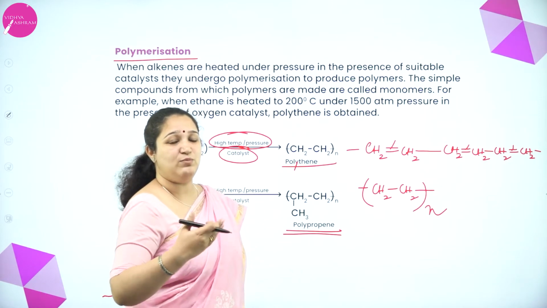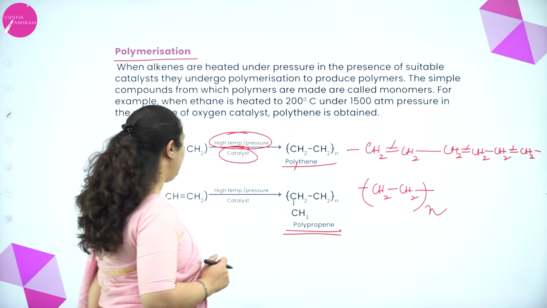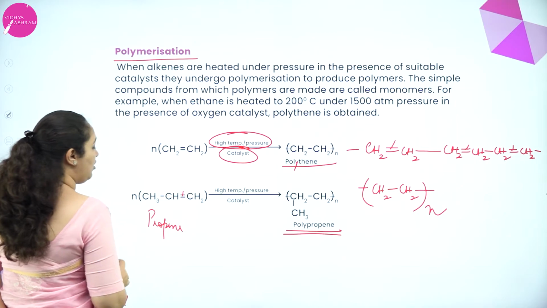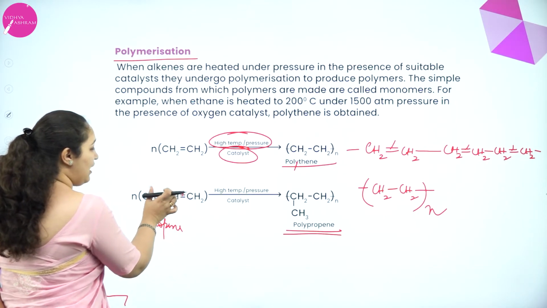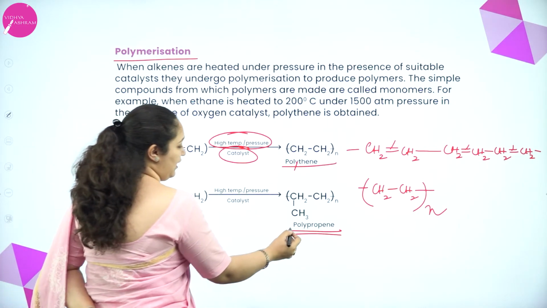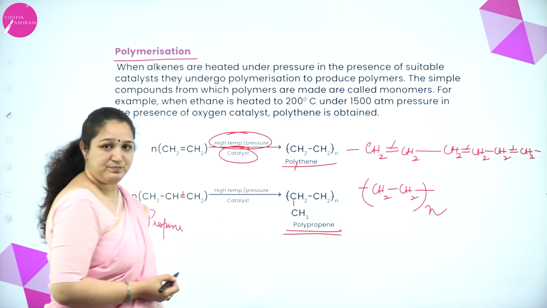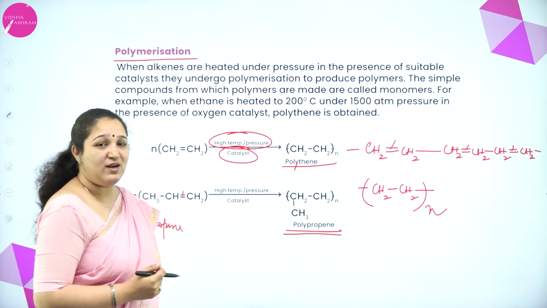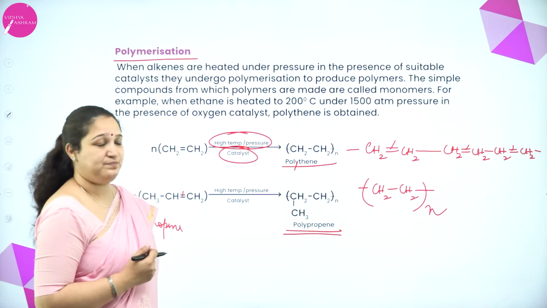That means any number of times it can repeat. Similarly, here also, this one bond is broken so that these two carbon atoms are repeating over again to give polypropene. Okay, so this process is called polymerization.